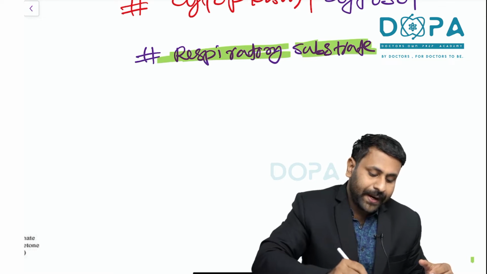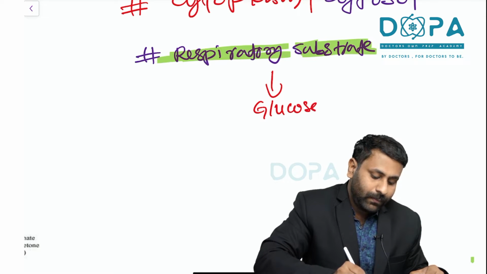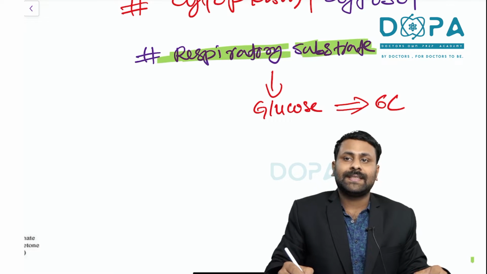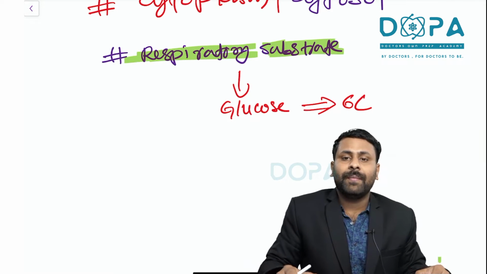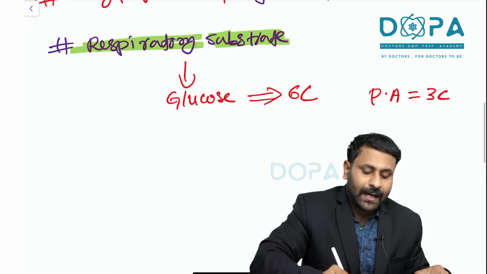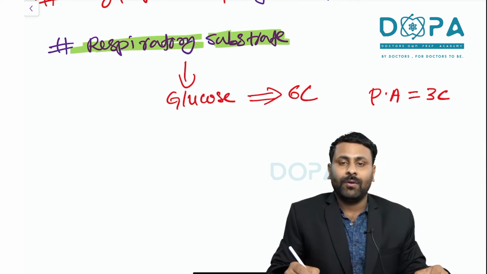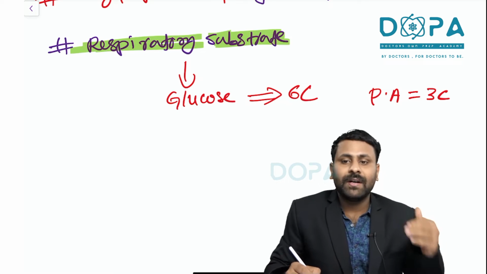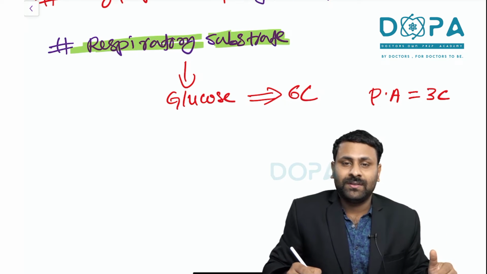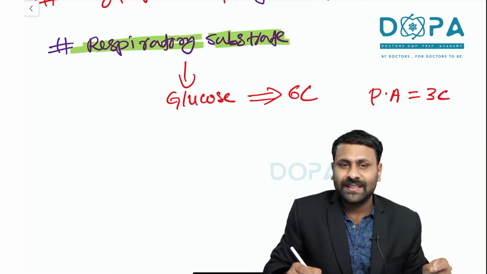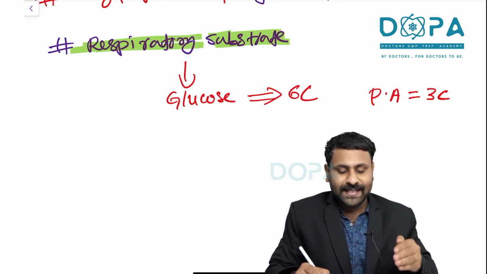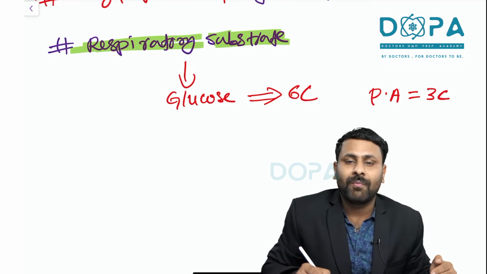During glycolysis, the respiratory substrate is glucose, and it is a 6-carbon compound. Then glucose is converted into pyruvic acid. Pyruvic acid is a 3-carbon compound, and glucose is a 6-carbon compound. So which is the respiratory substrate in glycolysis? The respiratory substrate in glycolysis is glucose. During glycolysis, the 6-carbon compound glucose is converted into a 3-carbon compound, that is pyruvic acid.